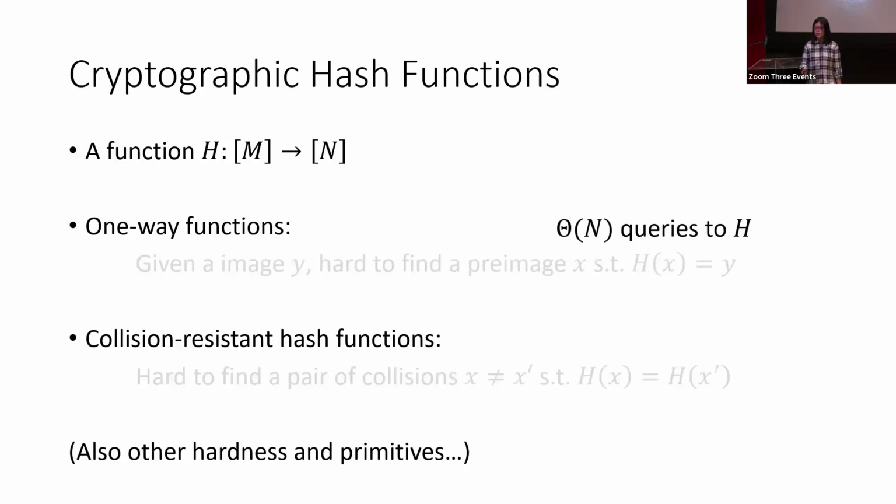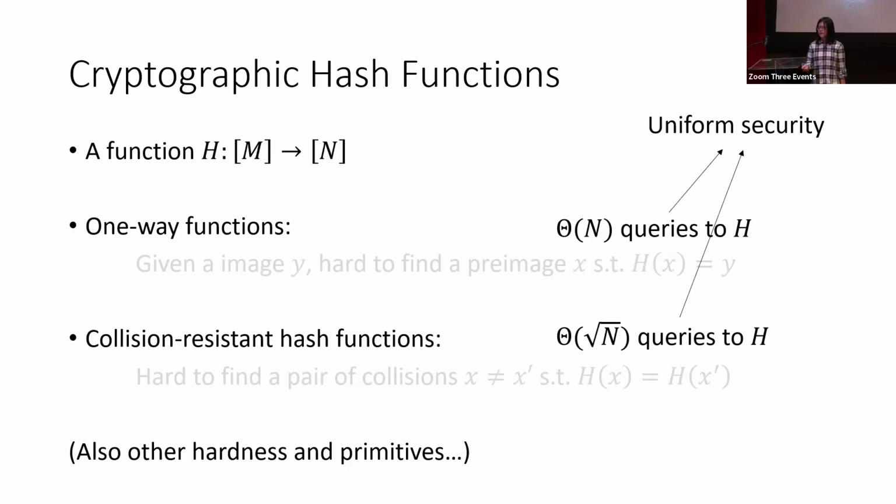In the random oracle model, the hash function is modeled as a black box random function. We can easily characterize the security. That is, it requires roughly theta n queries to the hash function to find a preimage, and it requires about square root of n queries to find a pair of collisions. This is all under the lens of uniform security, where the capability of the adversary is assumed to be fixed and oblivious to the actual primitive, the hash function.